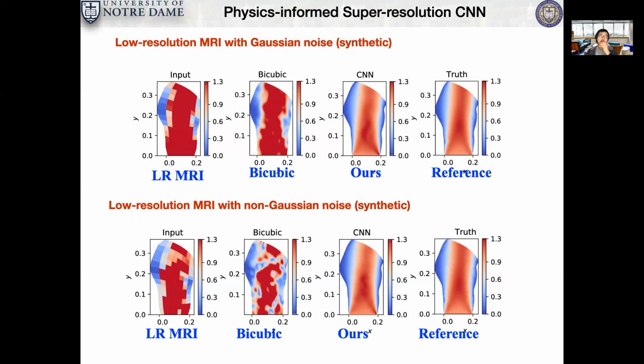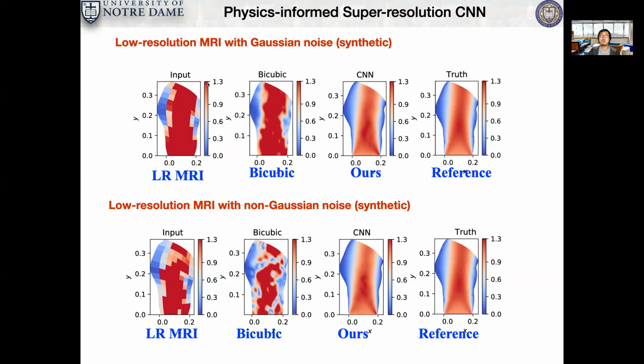So here are some results I would like to show you. On the left are the low resolution flow MRI fields with noise. The upper one, you can see, is corrupted with Gaussian noise, and the lower one is corrupted with MRI noise, which is definitely non-Gaussian.